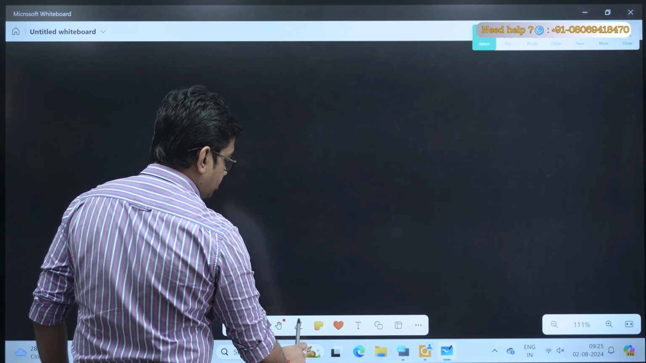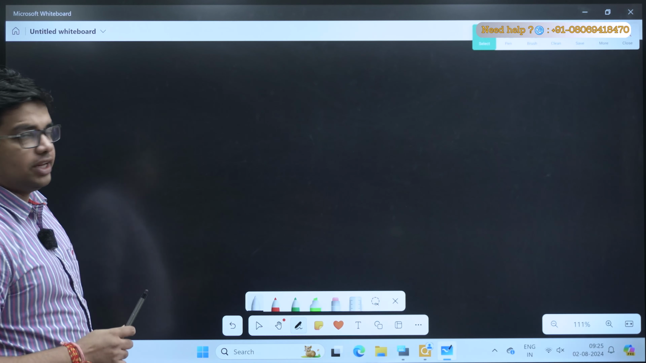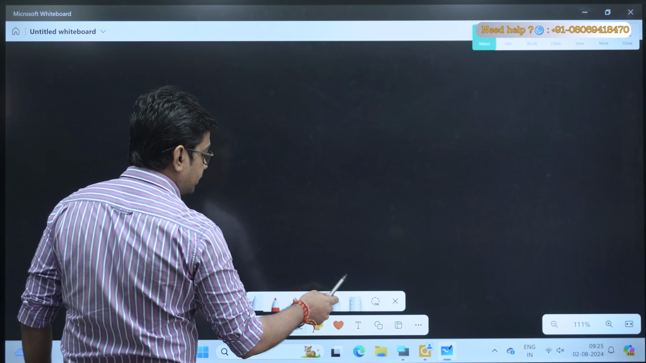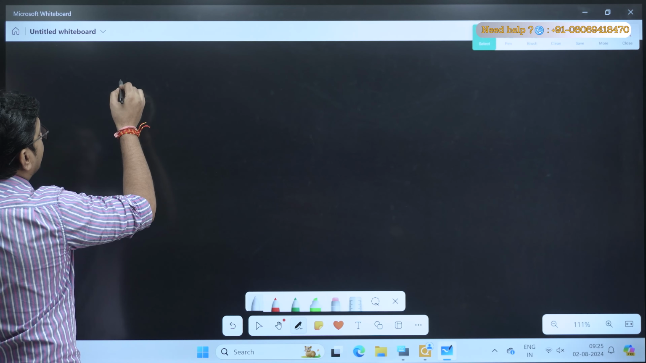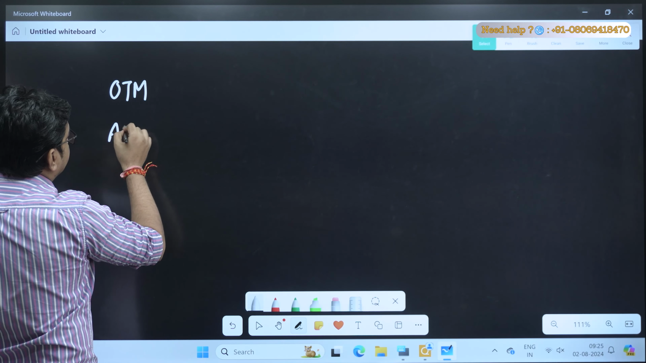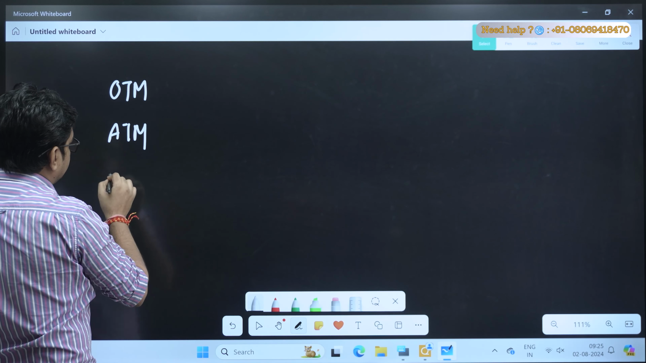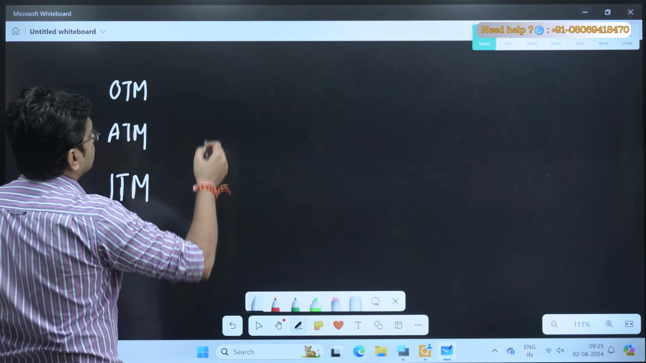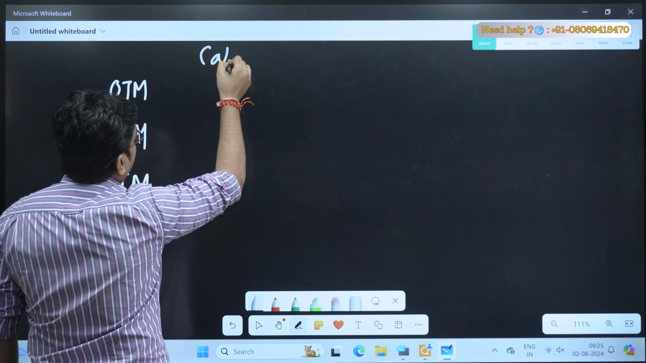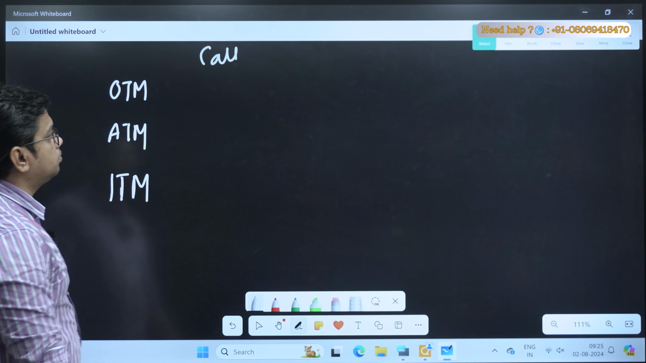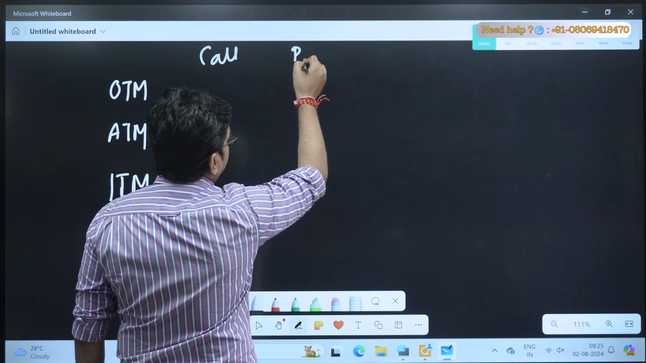All right. So there are various option strikes. Let me show you. We have OTM, we have ATM, we have ITM. Here I am showing you for call options, and put options both.